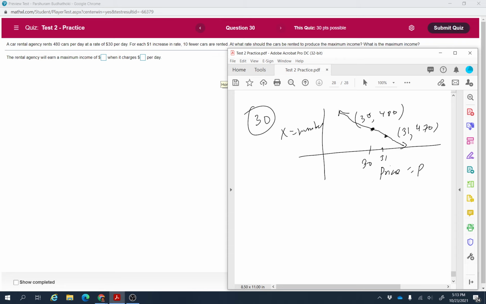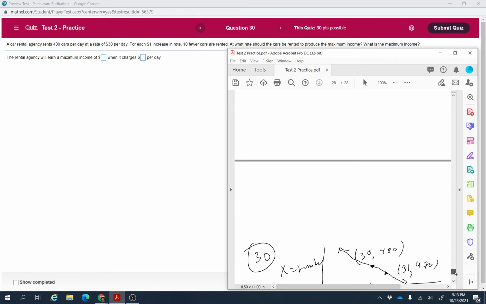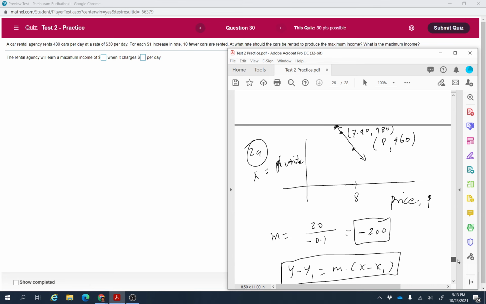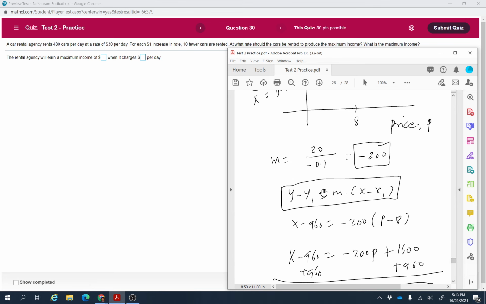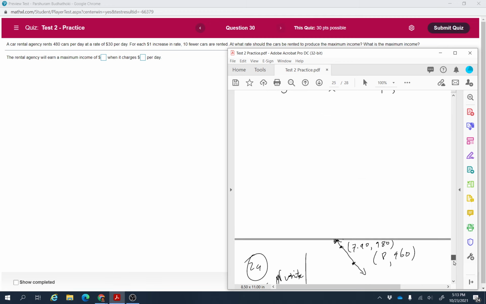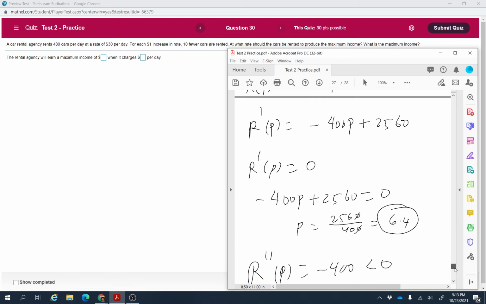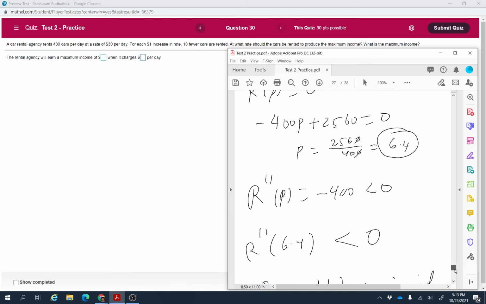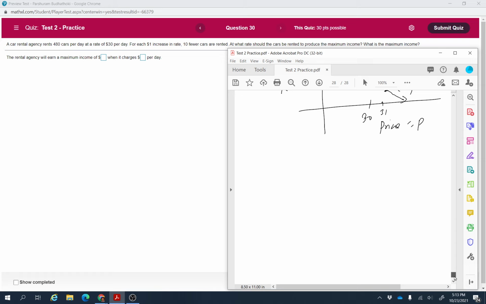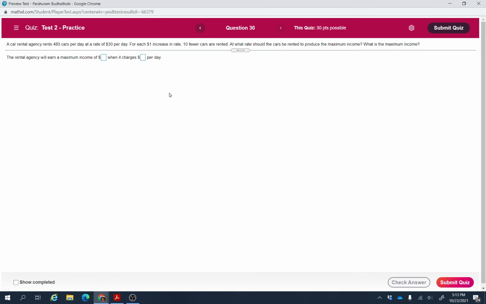And you can find out the equation of this line by doing exactly the same thing I did for problem 29. You can find the slope, use the point slope formula, and find out the relation between x and p. And then finally, maximize the income means maximize the revenue. You can find the revenue by multiplying x and p, and by changing x into p, you can do the first derivative test, second derivative test, exactly the same thing we did for 29, and you'll be able to solve this problem. Okay, so I'm going to leave this problem for you, and that's test 2 practice.